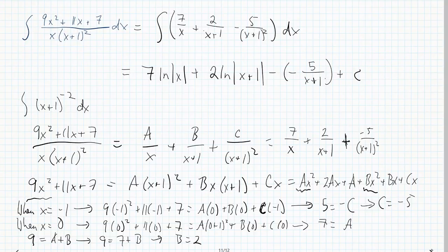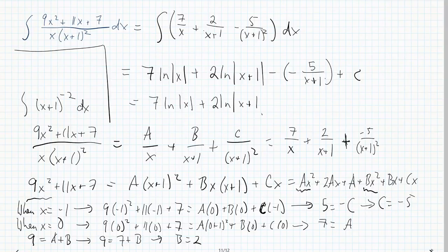And if we simplify that just slightly, that was just our side work. So you get 7 natural log of x plus 2 natural log of x plus 1, and then plus 5 over x plus 1 plus c.